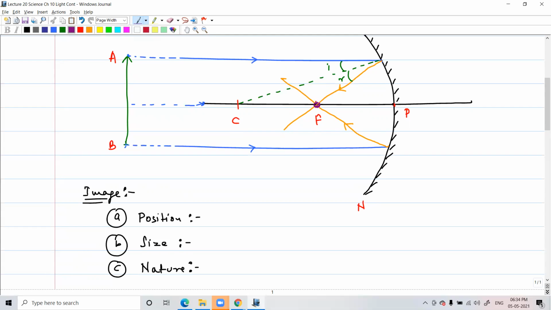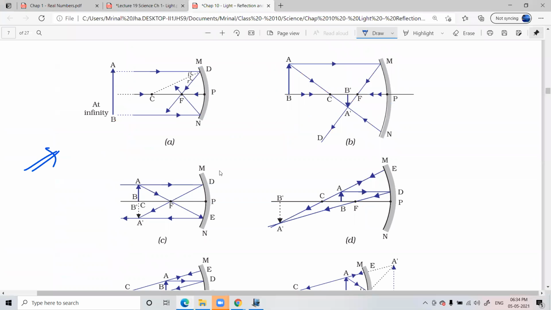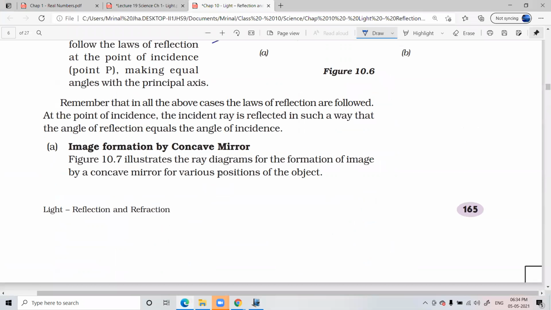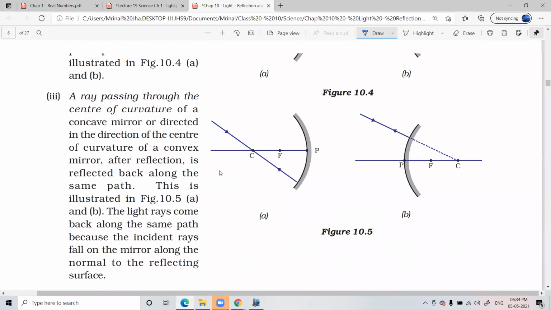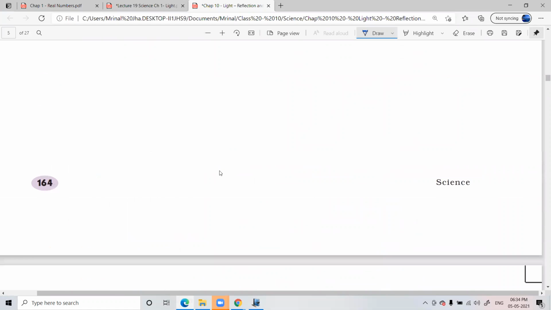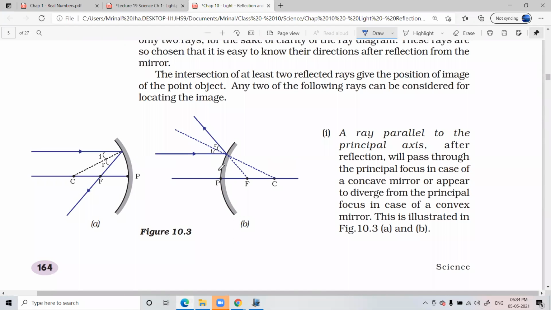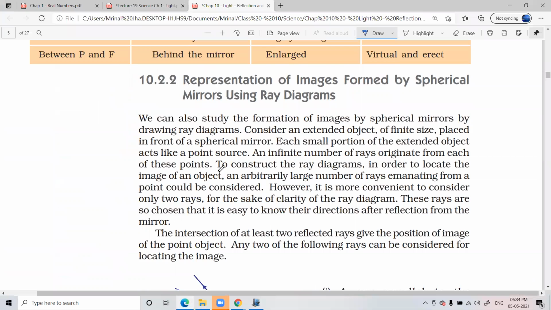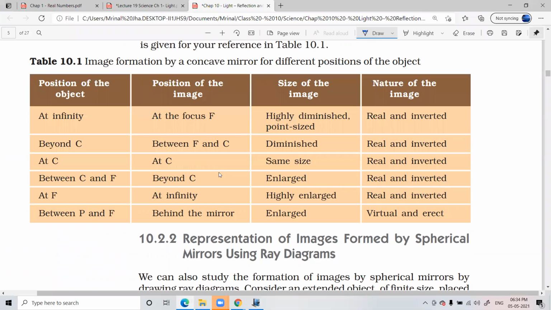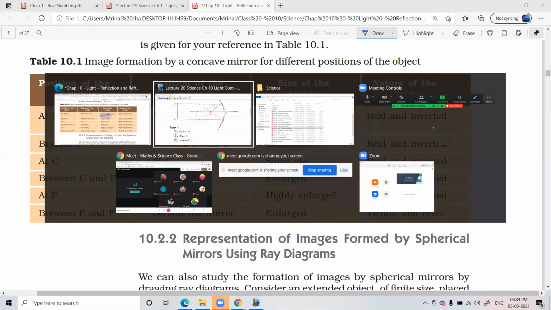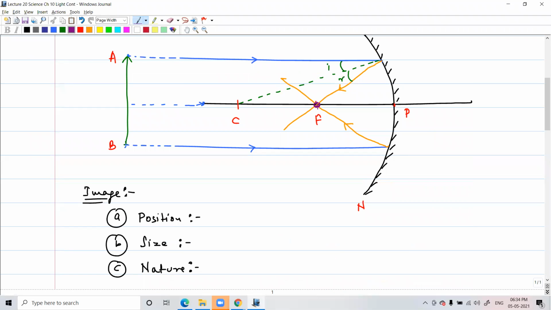So where is the image? Sir, in the book they have given highly diminished. What does that mean? Highly diminished means it's a point size image, very, very small. Diminished means small. Highly diminished means very, very small. And this point size means it is actually on the focus. Head and toe both are lying on the focus on a single point. But practically, if you take some mirror, it will not be exactly point size. It will be very, very small actually.